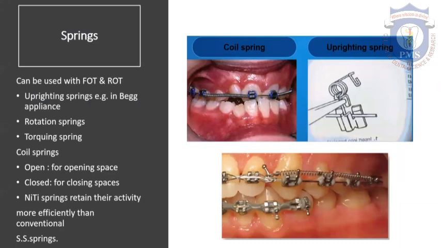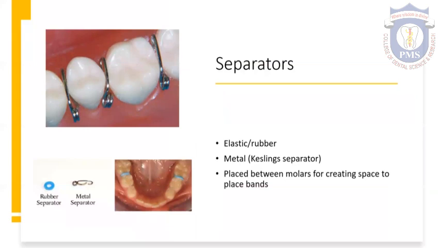Now springs. When springs is asked for exam, you have to write both the springs used in removable appliances and fixed orthodontic appliances. In fixed orthodontic appliances, there are uprighting springs, mainly for uprighting molars. Then rotation springs, for correction of rotation. Torquing springs, coil springs, both open and closed, open for opening space and closed for closing spaces. Nitinol springs, S springs.